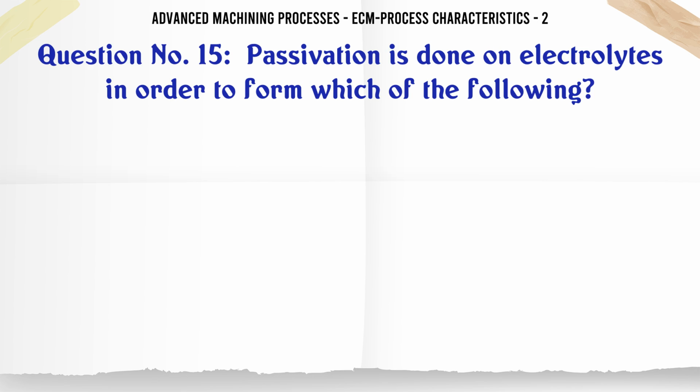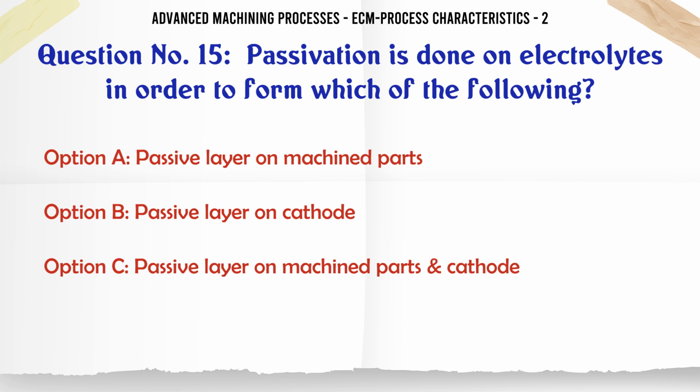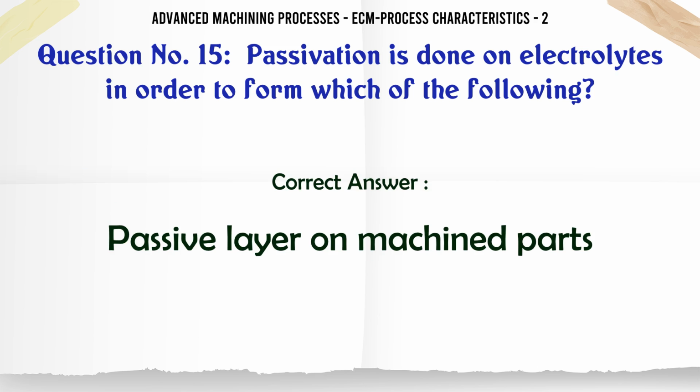Passivation is done on electrolytes in order to form which of the following? A. Passive layer on machined parts, B. Passive layer on cathode, C. Passive layer on machined parts cathode, D. None of the mentioned. The correct answer is passive layer on machined parts.